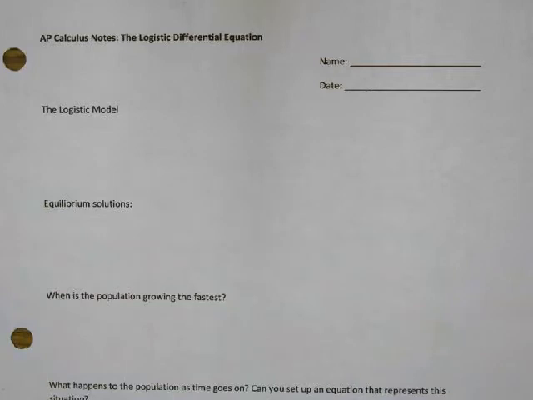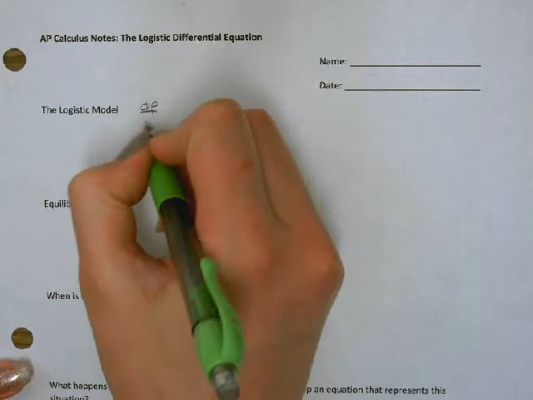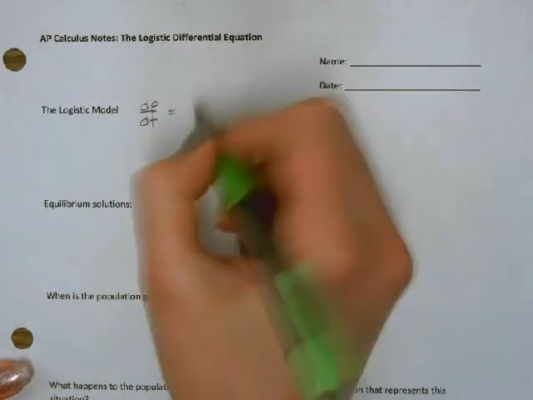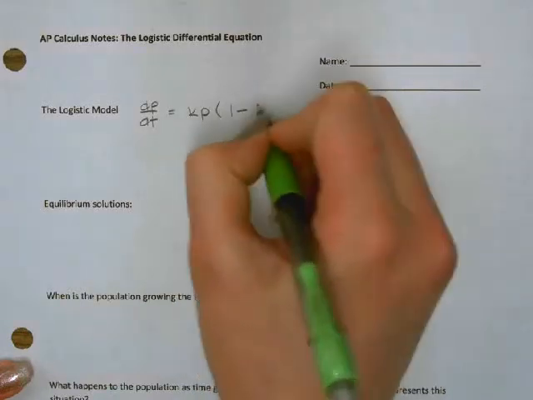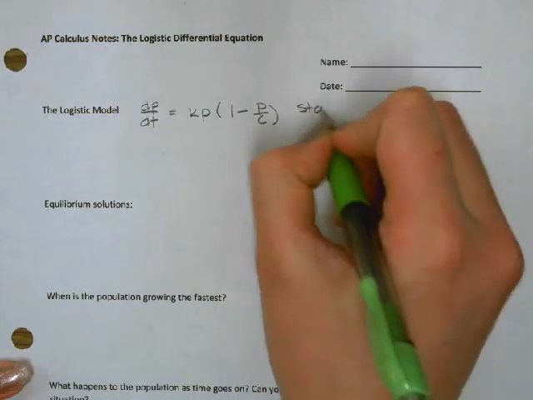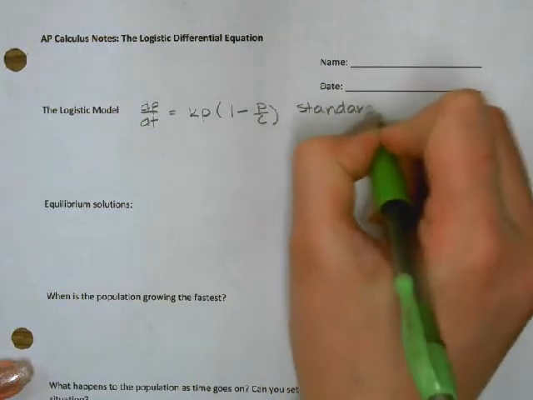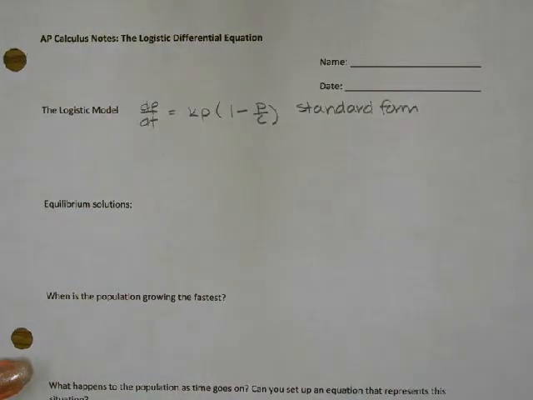All right, this video is going to be on the logistic differential equation. So the logistic model that we are going to work with is dP/dt equals k times P multiplied by 1 minus P over C, and this is the standard form. So that will be important to know because we'll refer to that.